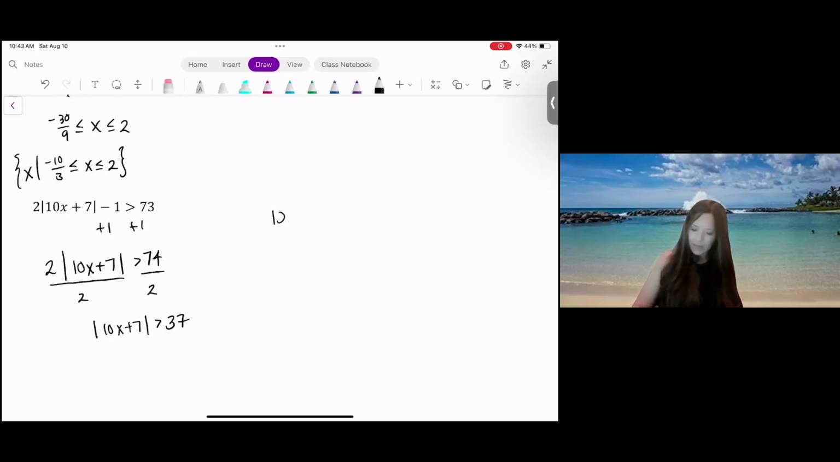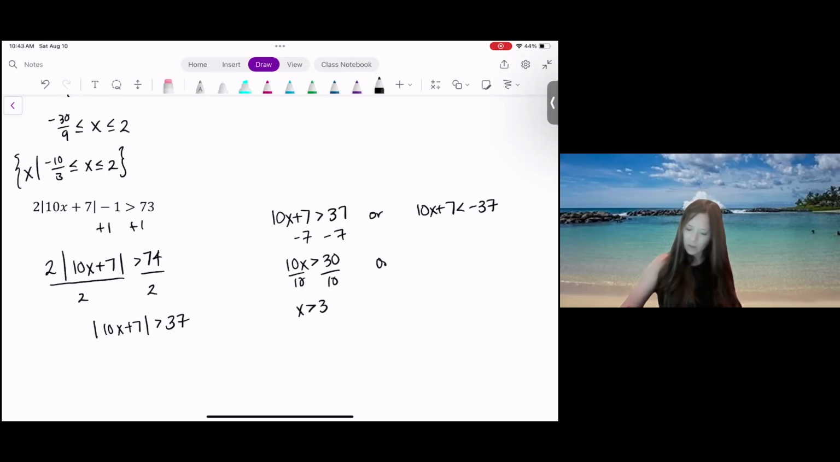That's going to be 10x plus 7 is greater than 37, or 10x plus 7 is less than the opposite. Solve both of these. I subtract 7. I get 10x is greater than 30. Divide by 10, and x is greater than 3. Or I have 10x is less than -44. Divide by 10, and I have x is less than -44/10.